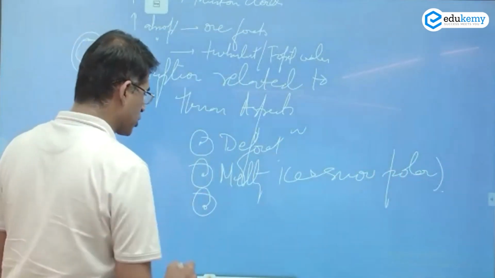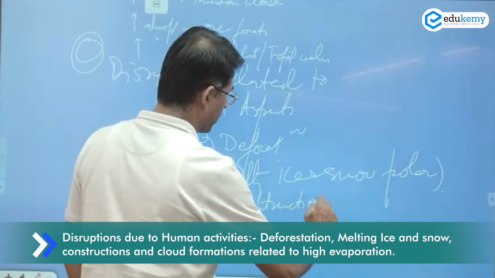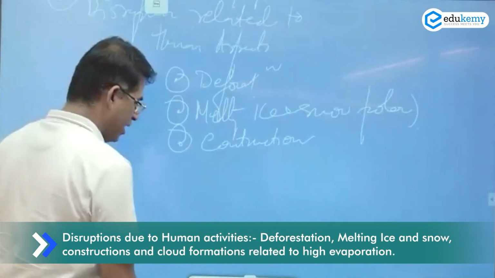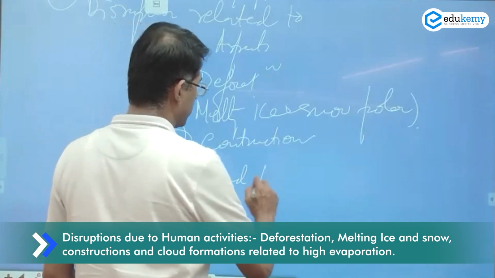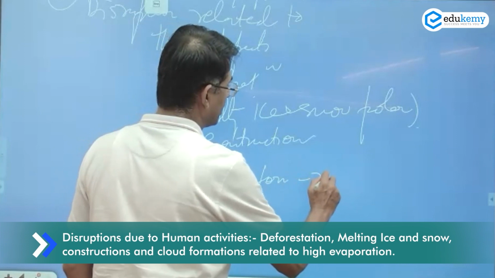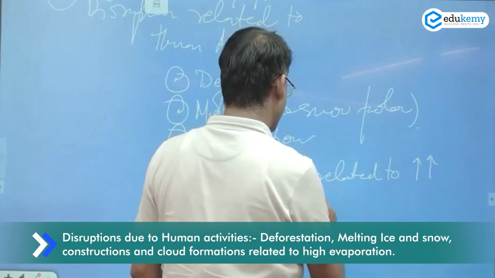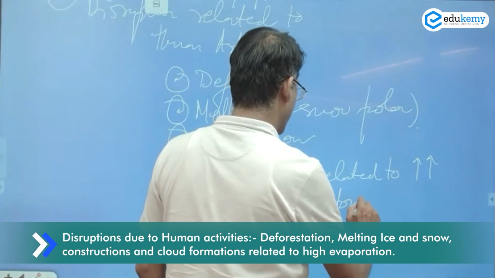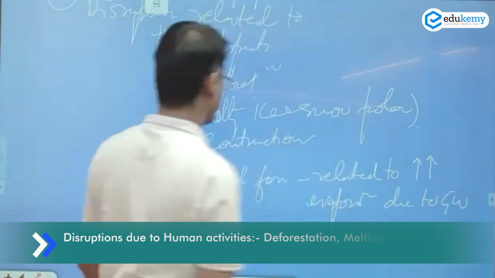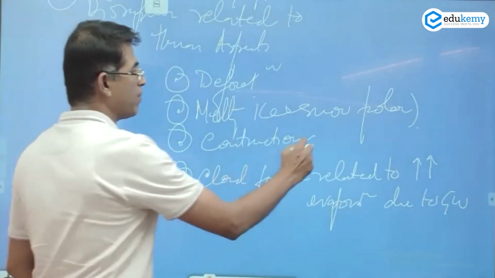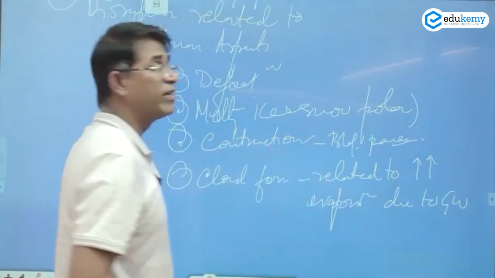There are disruptions related to constructions, okay, and disruptions related to cloud formations related to higher evaporation due to global warming. Construction, you can talk about buildings, concretes, pavements, and how all of this disrupts.